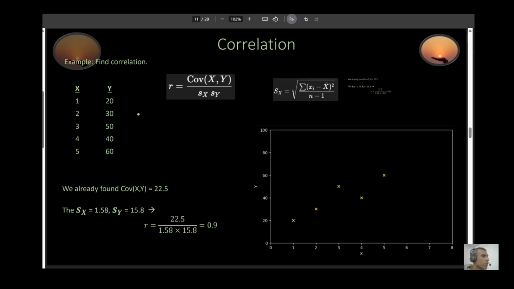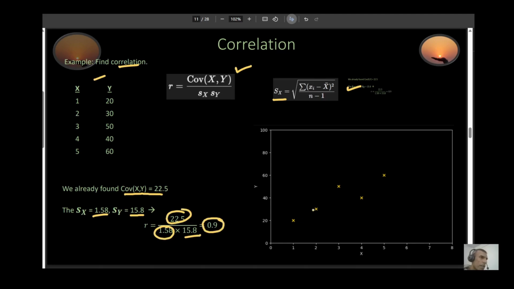So in this example, let's say you're given a task to find the correlation between these variables, x and y. So I'm going to use this formula right here. We have actually found our covariance already. Covariance between x and y was 22.5. We just did it a minute ago. And then I'm going to find my standard deviation for my Sx and Sy. Standard deviation for x, using this formula, will come out to be 1.58. Same thing with your standard deviation for y, it will come out to be 15.8. Substituting these values in there, in this case, it's going to be 22.5. That's your numerator. Your denominator is going to be 1.58 multiplied by 15.8, and the answer is 0.9.